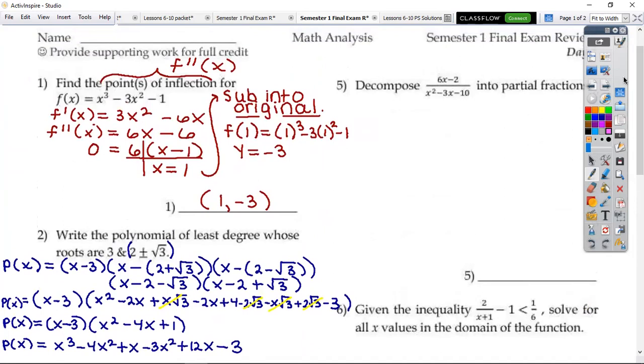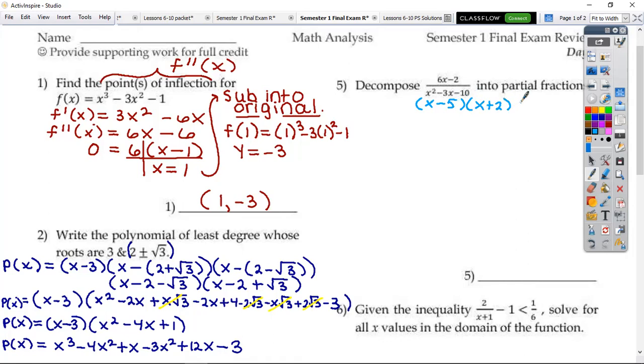Partial fraction decomposition. All right, so decompose into partial fractions. Again, you will always be prompted to do this with the language in the question. So what I need to begin with is factoring my denominator. I'm going to factor this into multiplies to negative 10, adds to negative 3, would be negative 5 and positive 2.